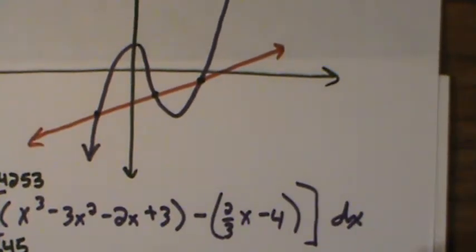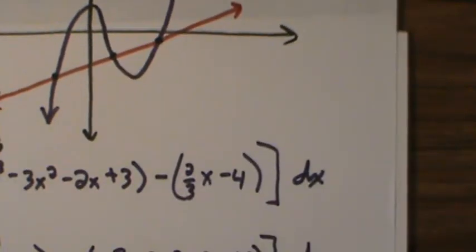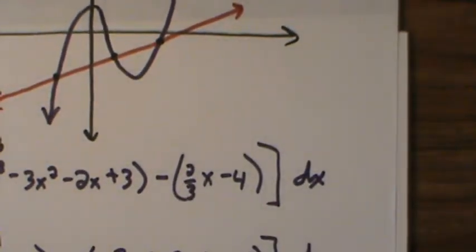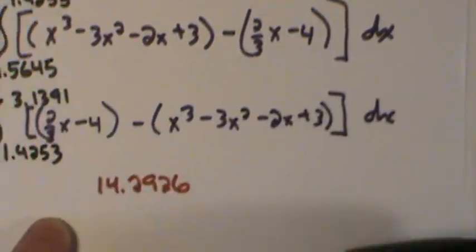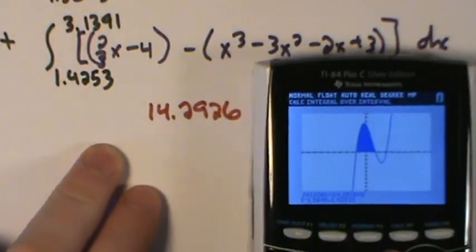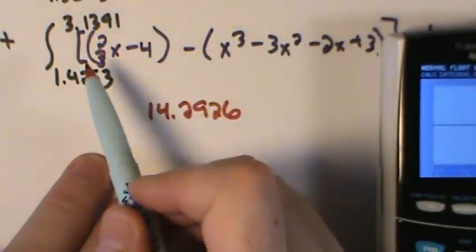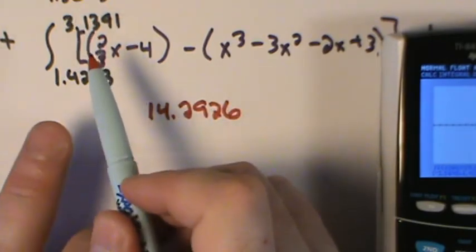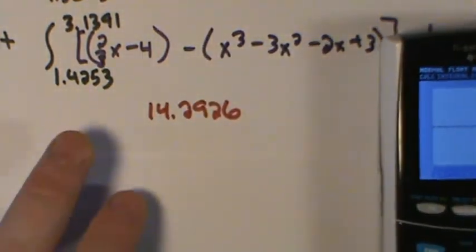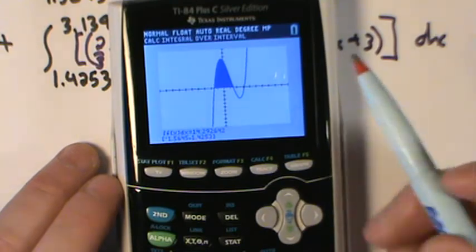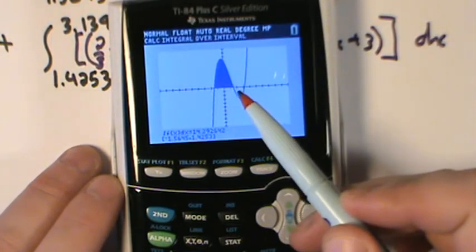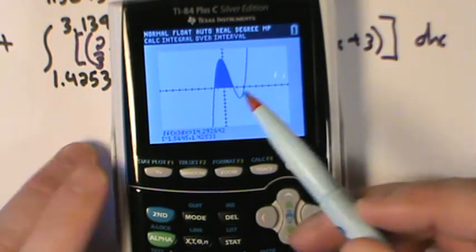14. Let me do this in a different color. I'll do it in red. This was giving me 14.2926. And then in the last video you saw that I screwed up on these values right here. I had them reversed and it ended up giving me a negative answer. I'm going to build off of that because when I look at this, isn't this just going to be that negative region? It's going to be the same function.